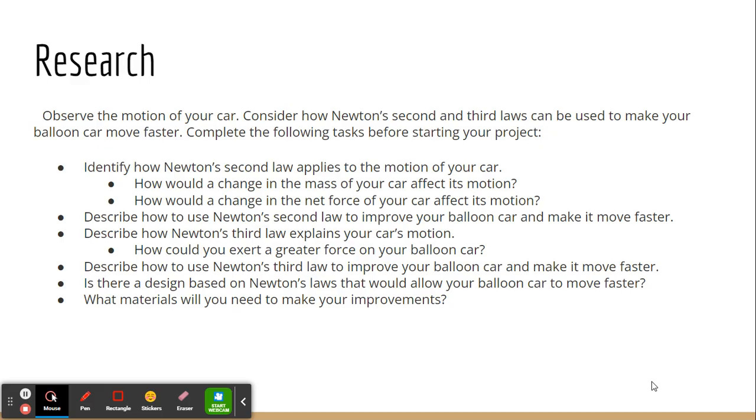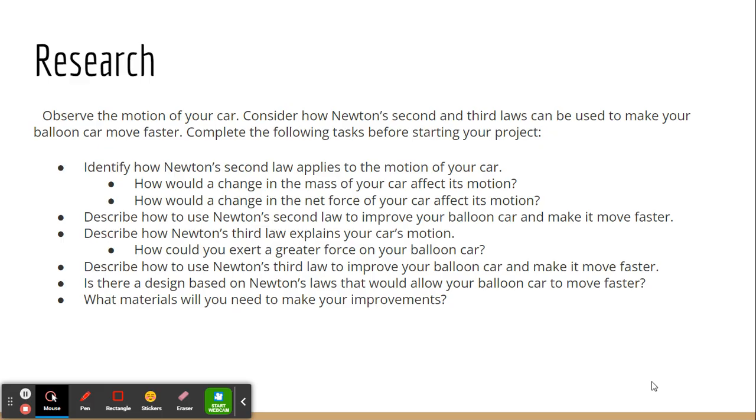So those are some things to think about. Do you want to make your car lighter? Do you want to make it heavier? Do you need to have a different net force? So do you need to blow up the balloon more? Do you need to blow the balloon up less? Those are some things to think about.